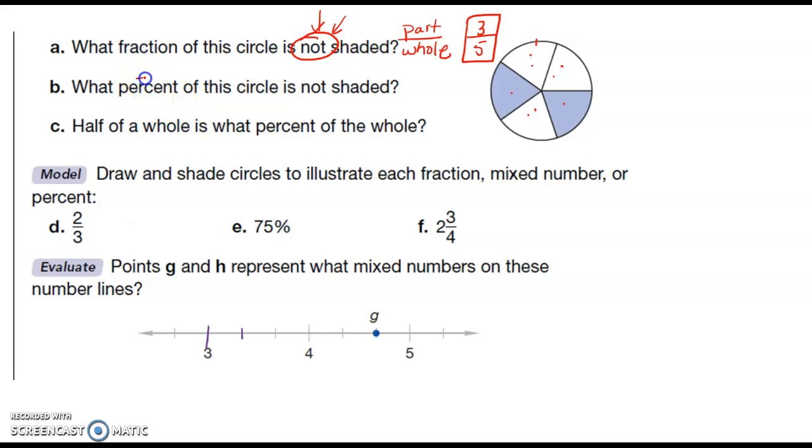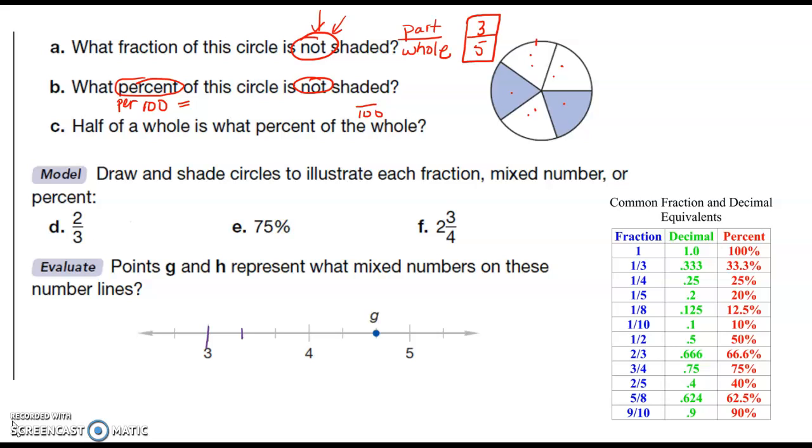And then the percent of this circle that's not shaded. So percent is per 100. You'll hear me say it every single time. So it's something over 100. And 3/5 is actually on a chart that we have in our class. Let me see if I can find it.